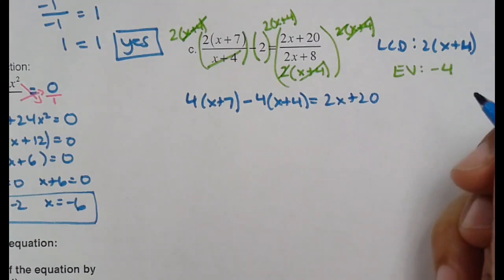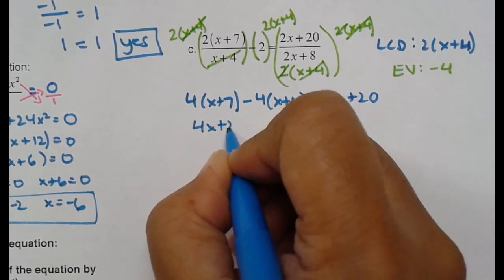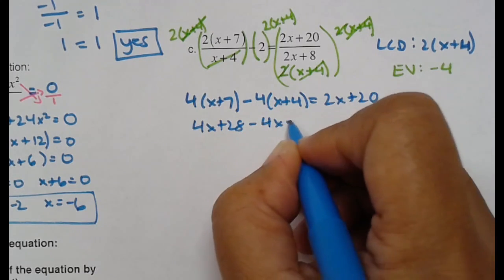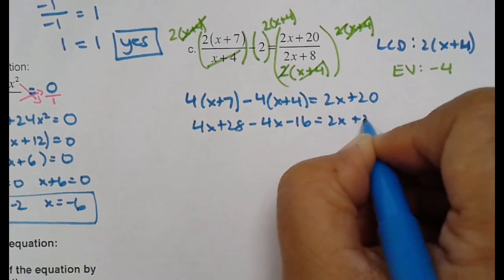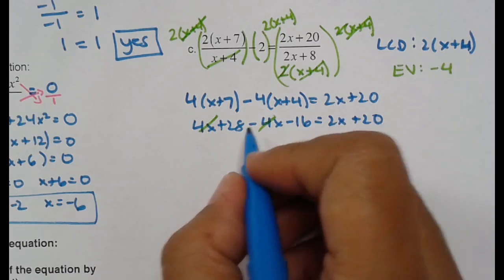All right, let's go ahead and distribute. 4 times x is 4x. 4 times 7 is 28. Negative 4 times x is negative 4x. Negative 4 times 4 is negative 16. Let's add our like terms together. 4x minus 4x actually cancels itself out there. 28 minus 16 is a total of 12.